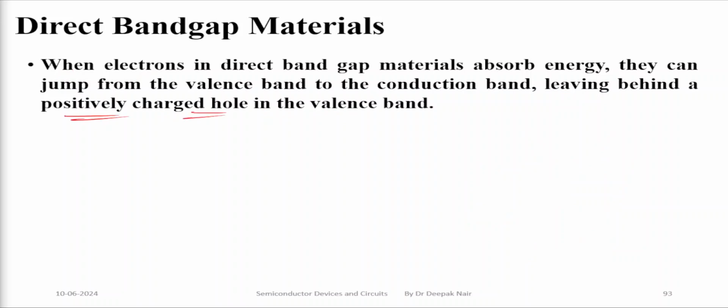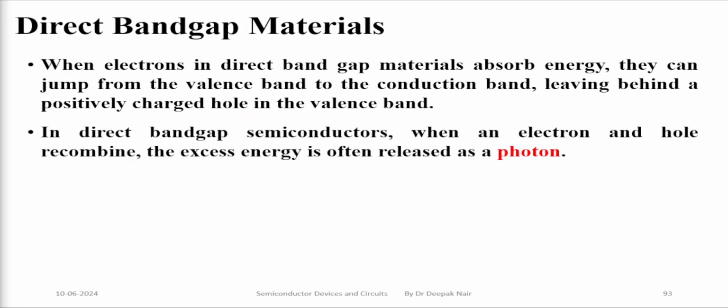positively charged hole. Although they are neutral in nature, they don't have positive charges. Electrons have negative charges, but holes generally are neutral. They don't have any particular charge assigned to them. In direct bandgap semiconductors, when electrons and holes recombine, excess energy is often released in the form of photon, that is light.